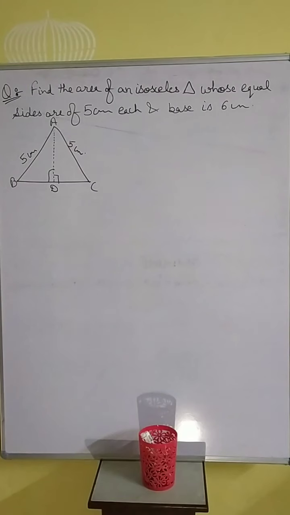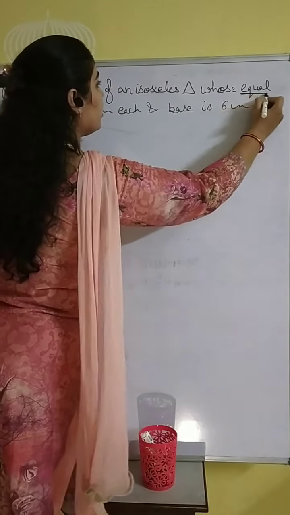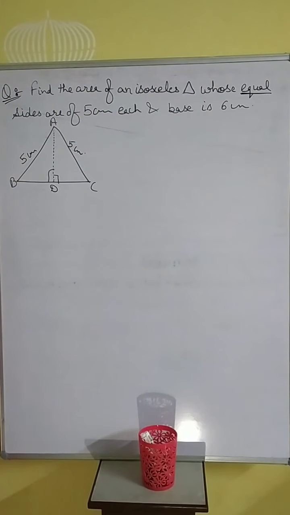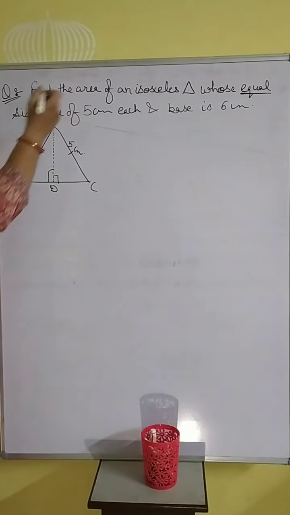Come to the question. We are having isosceles triangle. We have to find out the area of an isosceles triangle whose sides are given to us. One side is of 5 centimeter and base is 6 centimeter, but it is also given to us that equal length of one equal side. Let us suppose I am having a triangle ABC. This is an isosceles triangle in which AB is equals to AC, 5 centimeter, 5 centimeter, and base is 6 centimeter. So, let us find out the area of an isosceles triangle.